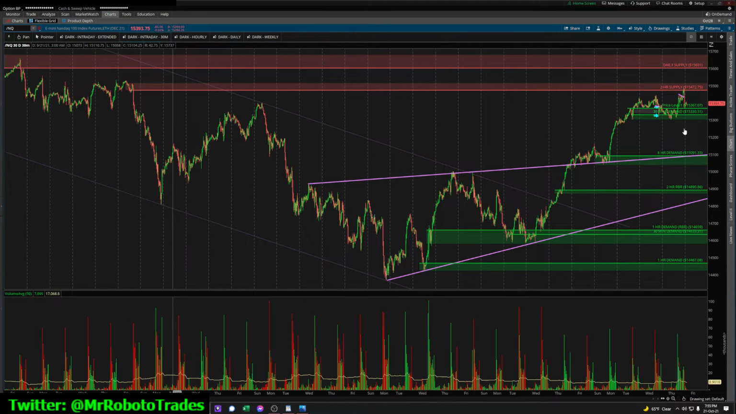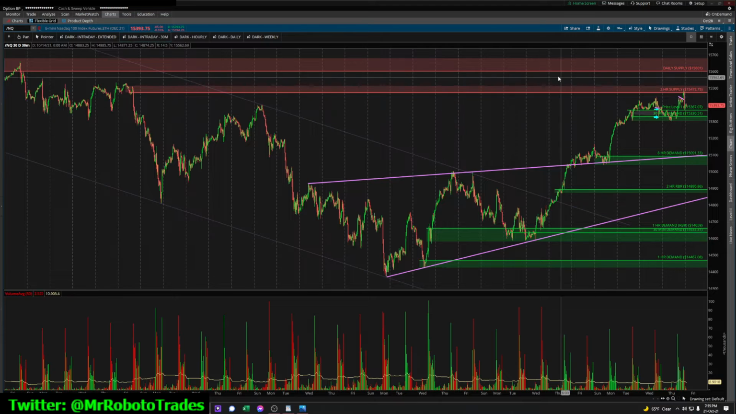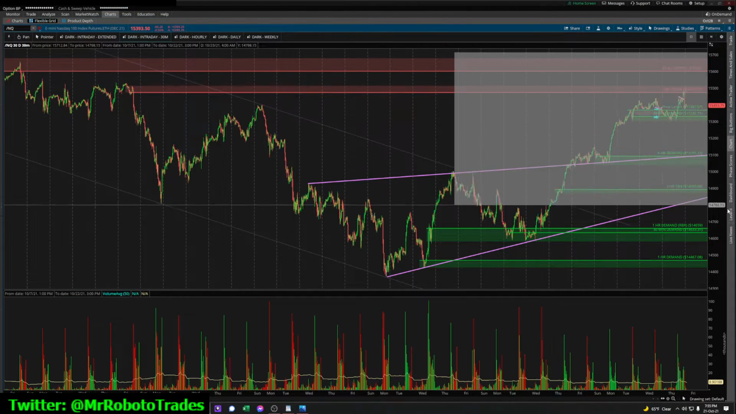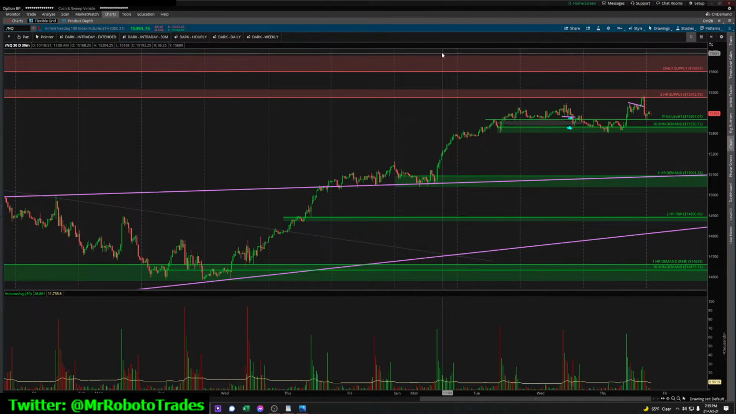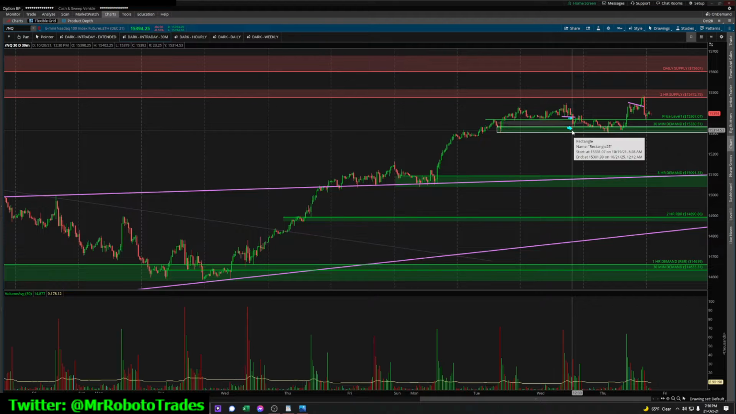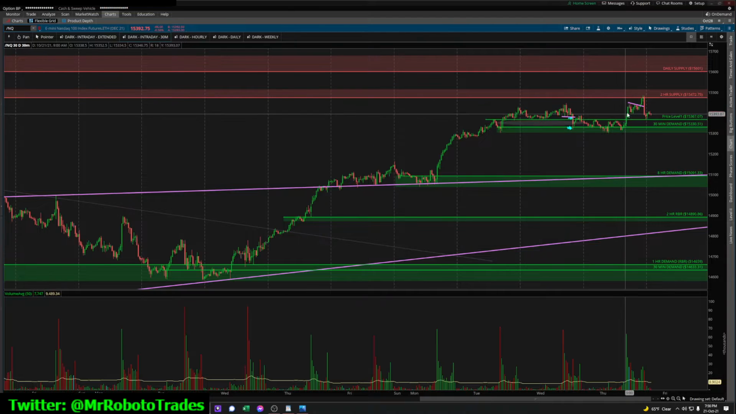So let's zoom out again. As you can see, let's get a thesis for the day and what I was thinking was going to happen for the day. All right. So again, we hit the bottom of this range yesterday. The price tried to go lower during after hours and pre-market, but then the price was shot back up at the start of the day.